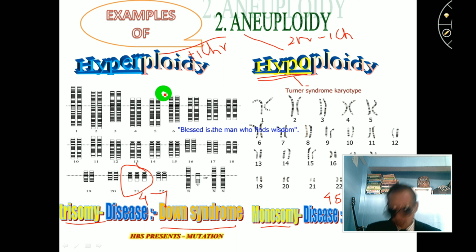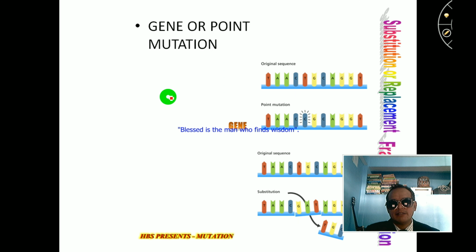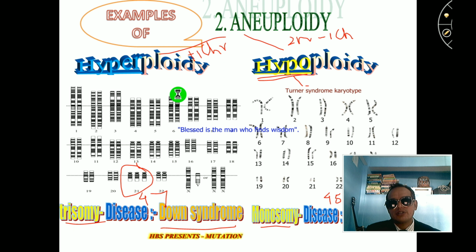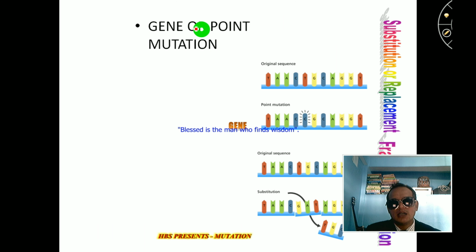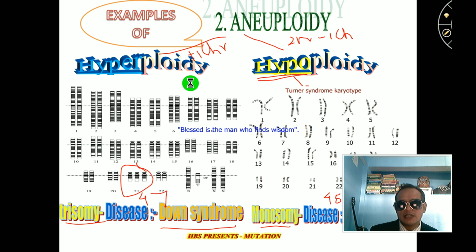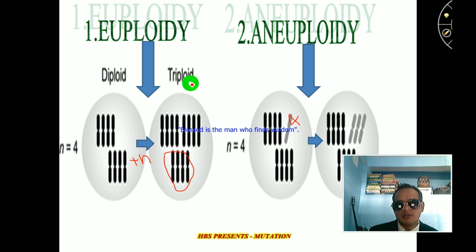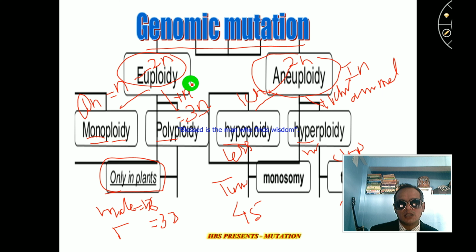Aneuploidy is of 2 types. So this is what we have in this lesson. In our next video, I'll discuss gene and point mutation in detail. Okay, and let's go back and once again recap quickly.